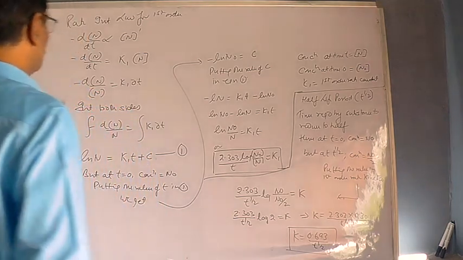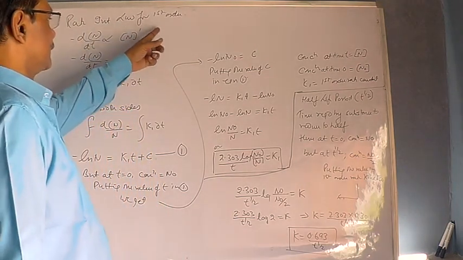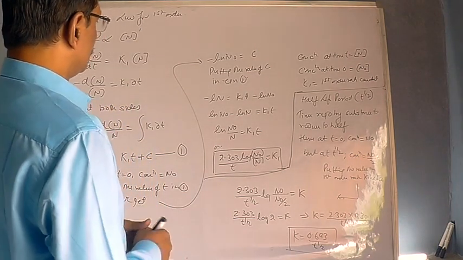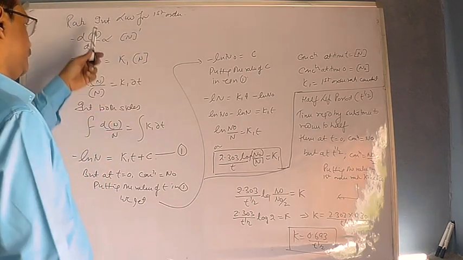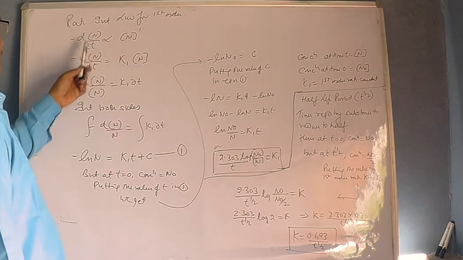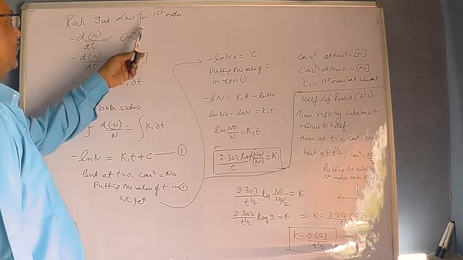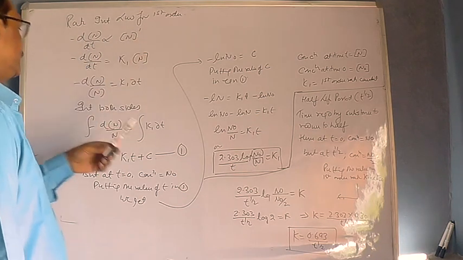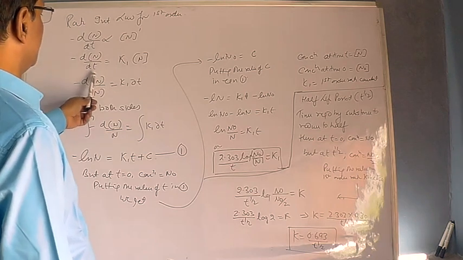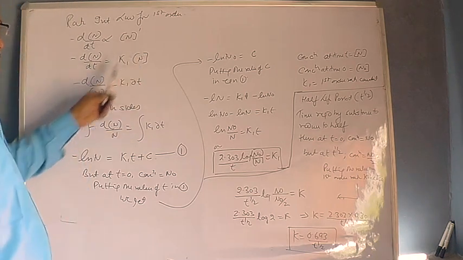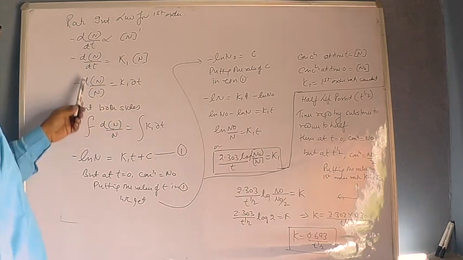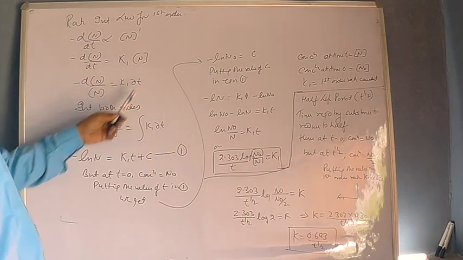Now class, we'll move to the integrated rate law for first order. Just now we have revised zero order. Similarly, we have the derivation: minus dn by dt is directly proportional to n to the power 1, because it's first order. Next step, minus dn by dt equals k1 multiplied by n. Bring n here and take dt there. So we get minus dn by n equals k1 dt.